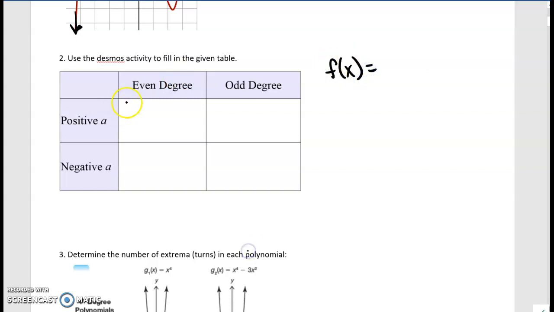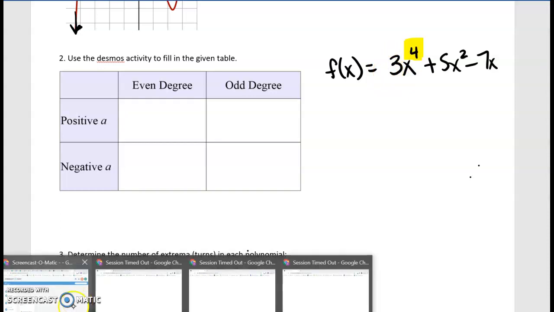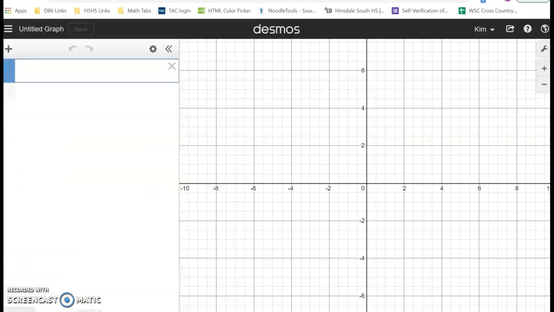So in this case, I'm going to give you an even degree polynomial. Even degree means the highest degree in the polynomial is even. So let's do 3x to the 4th plus 5x squared minus 7x. The highest degree of all of these terms is going to be 4, right? So it's a 4th degree polynomial. And what I want is for the a value to be positive. So notice that on the degree 4 term, I have a positive 3 there. So we're going to graph that using Desmos to see what that looks like.